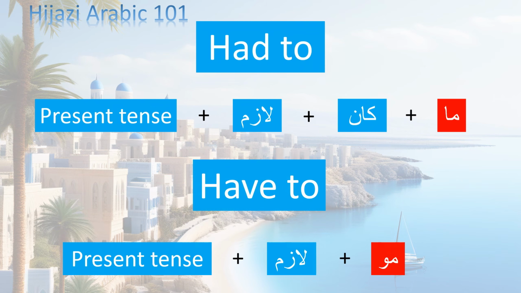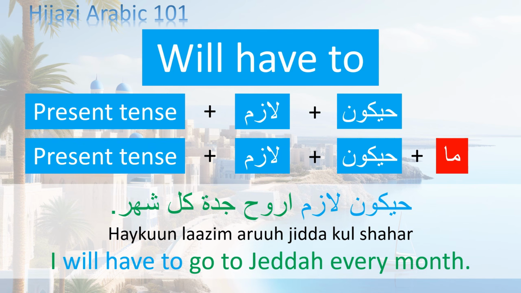So as you can see, in the past tense, when you're saying didn't have to, you use ما. While in the present tense, for the negation, you use مو. So didn't have to is ما كان لازم, and don't have to in the present tense is مو لازم. The reason for that is because in the past tense, you're negating the verb كان. And how do we negate verbs? We negate them by using ما. While in the present tense, you're negating لازم, which is not a verb. So that's why we're saying مو لازم.